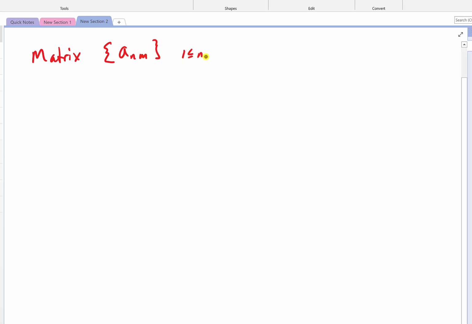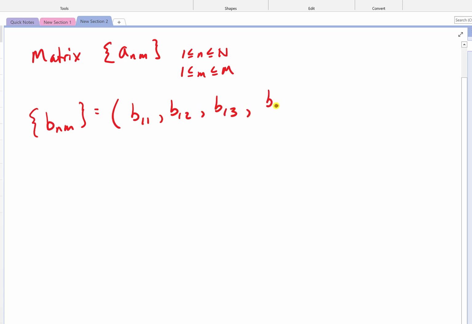1 is less than or equal to the counter n, which is less than or equal to some stopping value, and 1 is less than or equal to the counter m, which is less than or equal to some counting value. So for example, we could have this matrix be of n, m, and we would denote it as this sequence b of, and perhaps it looks like this: b of 1, 1, comma, b of 1, 2, comma, b of 1, 3, comma, b of 2, 1, comma, b of 2, 2, and b of 2, 3.